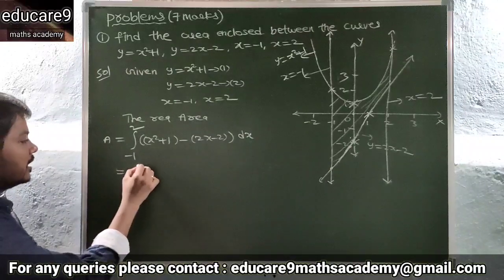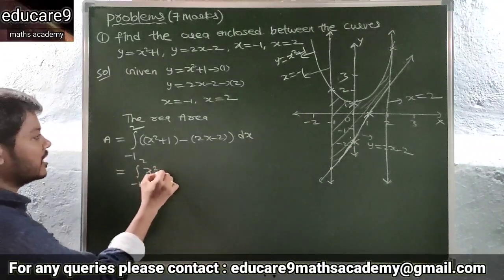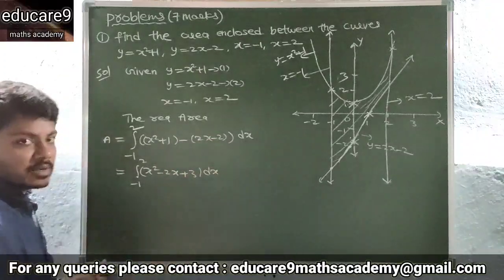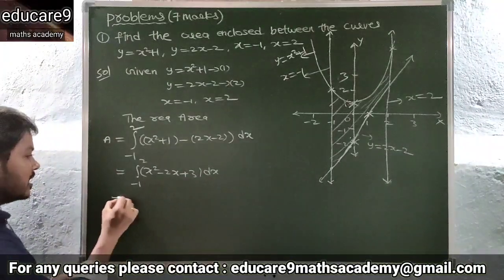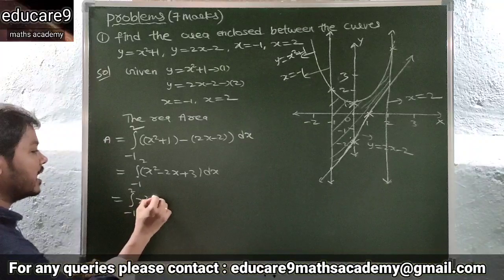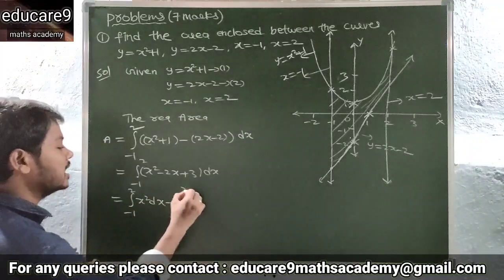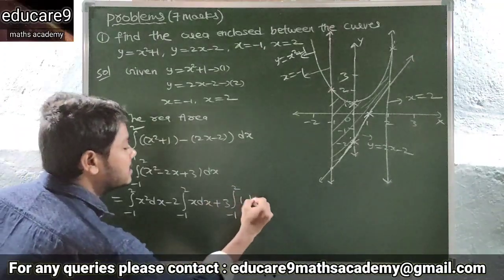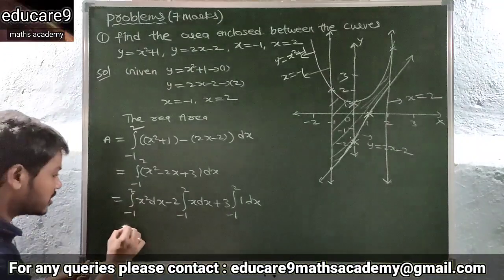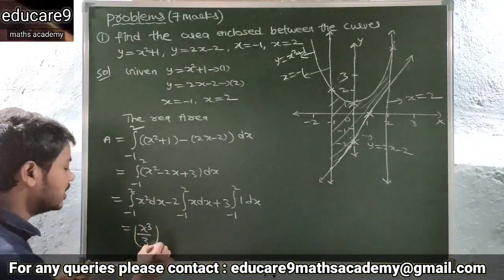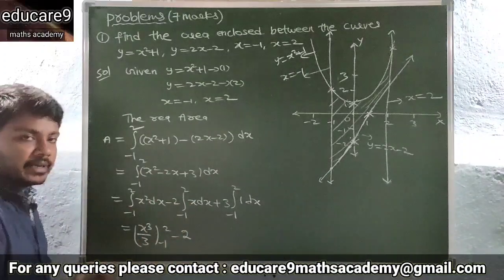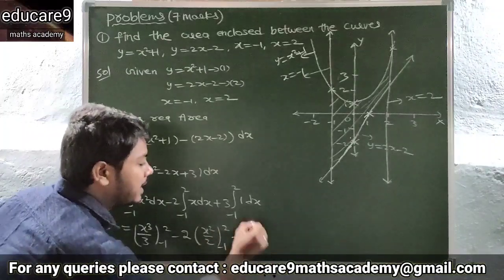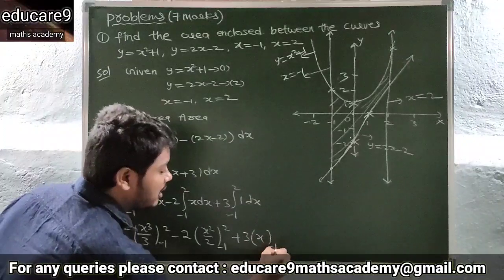Now clearly this is the integration from minus 1 to 2 of x square minus 2x plus 1 plus 2, that is plus 3, dx. Now integrating separately, this is integral minus 1 to 2 x square dx minus 2 into integral minus 1 to 2 x dx plus 3 into integral minus 1 to 2 1 dx. You know the integration of x square formula, x cube by 3 within the limits minus 1 to 2, minus 2 into integration of x, which is x square by 2 within the limits minus 1 to 2, plus 3 into integration of 1 dx, that is x within the limits minus 1 to 2.